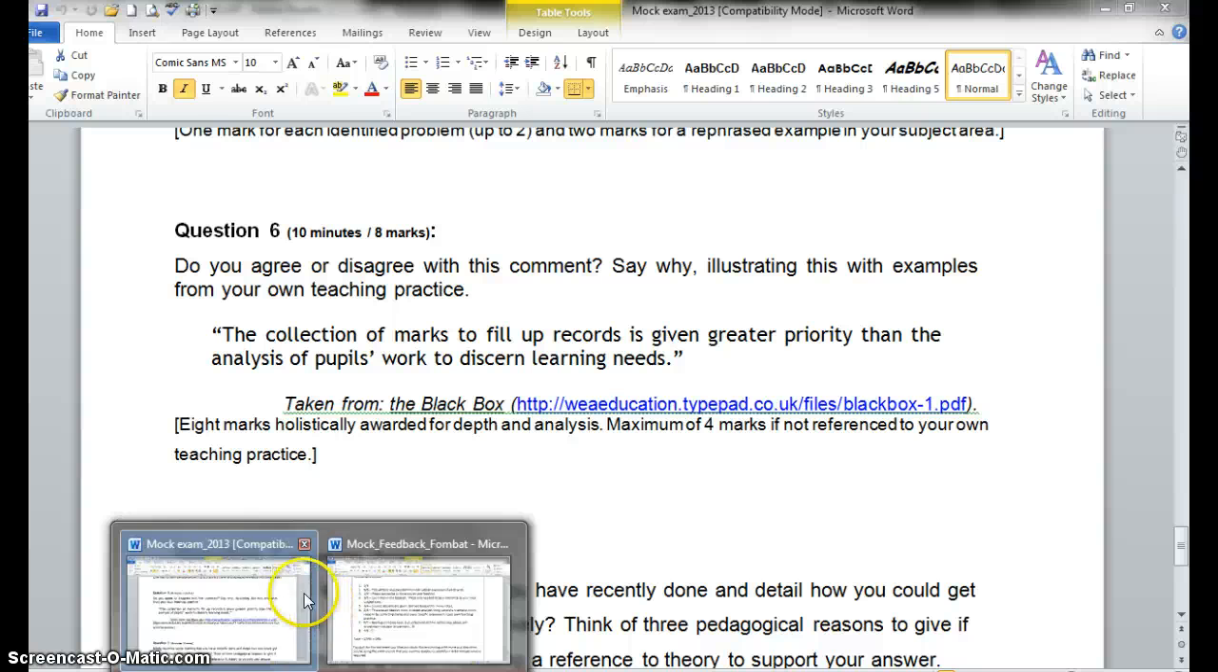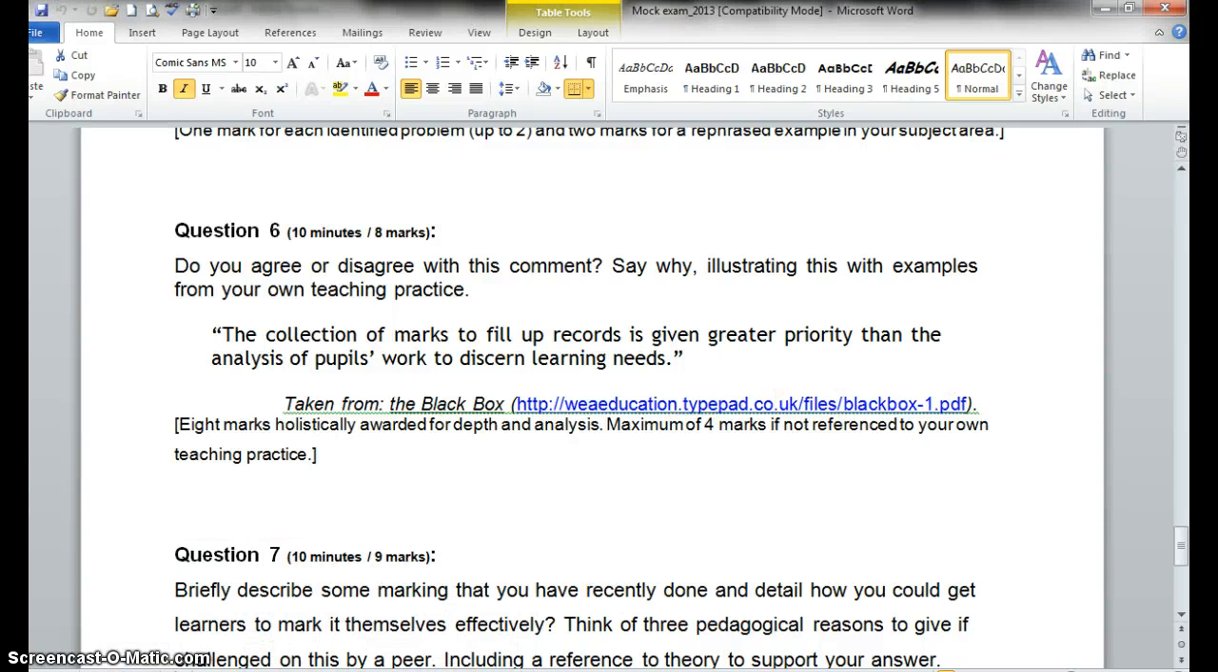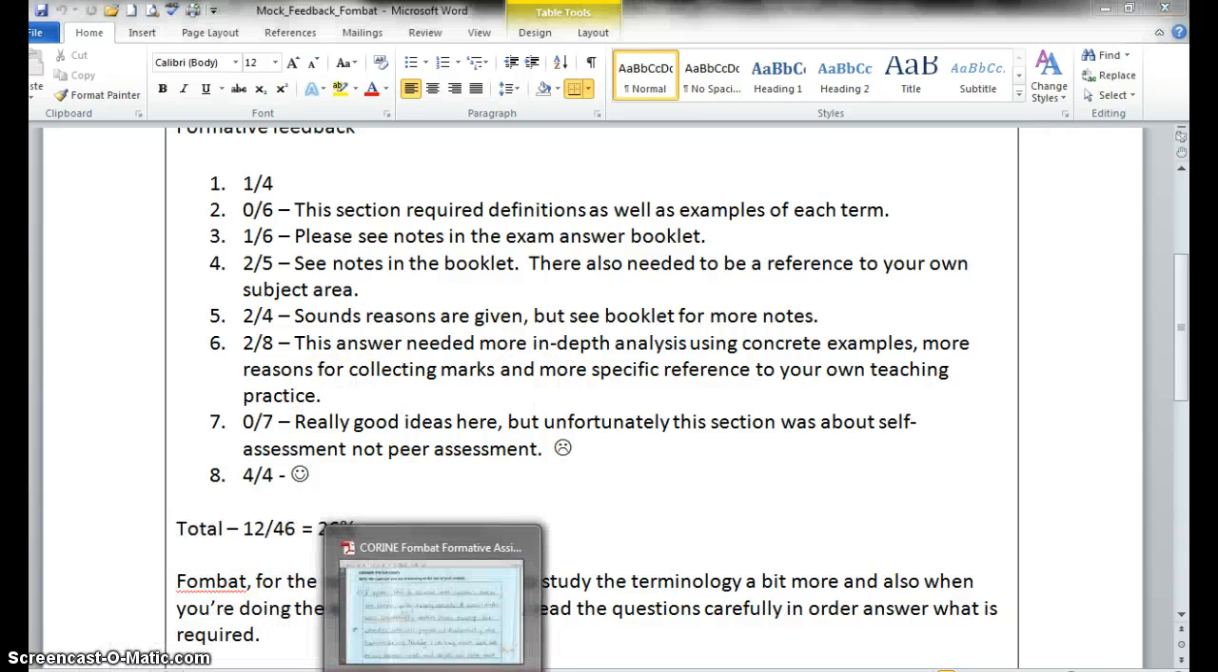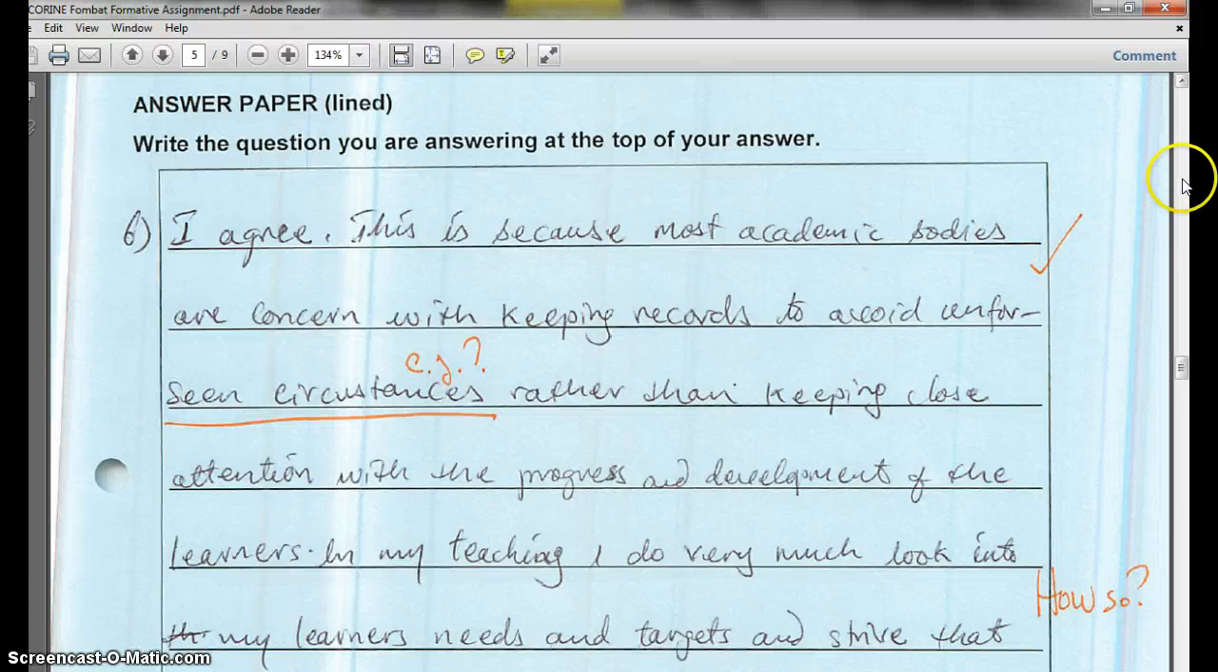So let's see how you did. So number 6, you got 2 out of 8. And I said this answer needed more in-depth analysis using concrete examples, more reasons for collecting marks, more specific reference to your own teaching practice. Let's see what you wrote.